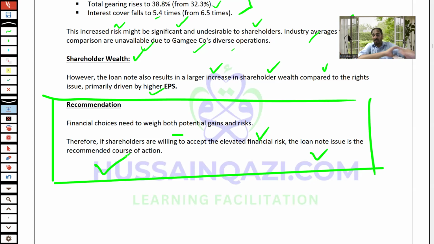Don't use words like must or should. Use some diplomacy based on the information available. If the shareholder accepts the higher risk, the loan note is the recommended course of action. That's the answer.